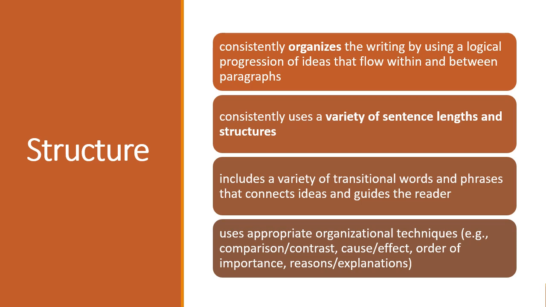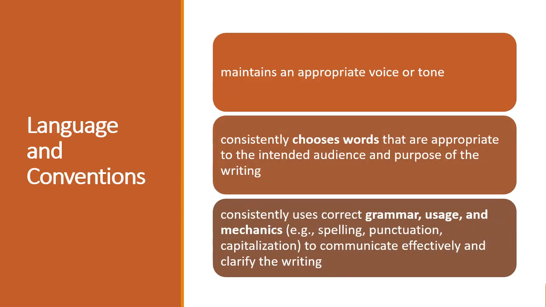For this I believe paper, probably the reasons and explanations is going to be the easiest thing for you to include, though cause and effect also, this thing happened to me, therefore I believe this. You'll see a lot of this structure happen naturally as you write, and you won't have to go out of your way to produce it. And for language and conventions, maintaining an appropriate voice or tone, that ties back into making sure that you're aiming at your audience of an academic audience. Consistently choosing words that are appropriate to the intended audience and the purpose of writing.